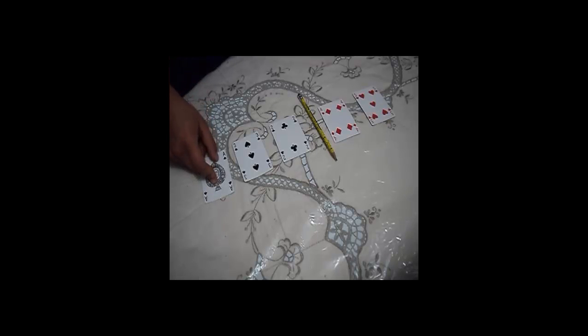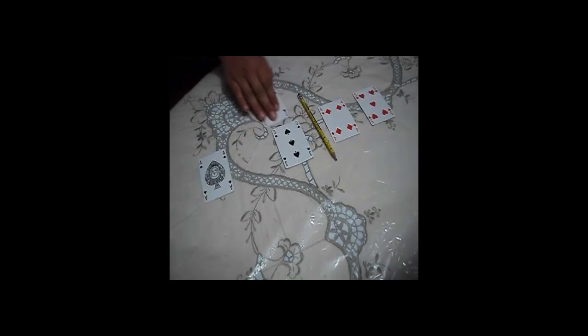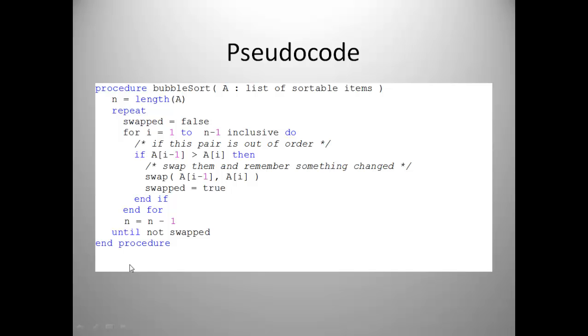Now we start at the beginning of the list again. Ace is less than 3. We continue. 3 is greater than 2, so we swap these. And there you have it. Now that we've seen that video, let's get on to the code.